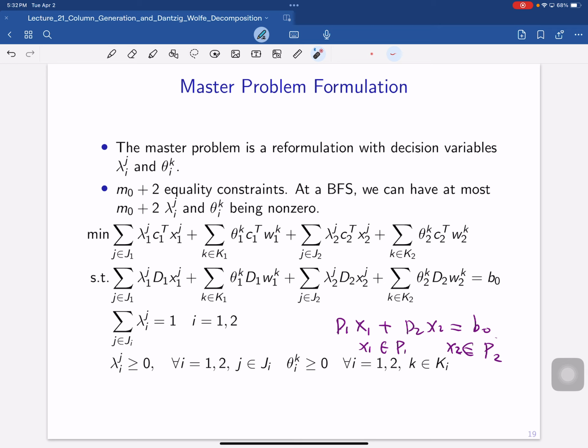So now let me ask you the following question. What are the variables in this problem? What variables are we optimizing here? Yeah, exactly right. You no longer have x1 and x2 anymore. You are replacing x1 and x2 with a convex combination and a conic combination. What you are deciding is the weights for this convex combination and conic combination. So all the variables in this master problem are the lambdas and thetas. That's what you are optimizing in this problem instead of x1 and x2.